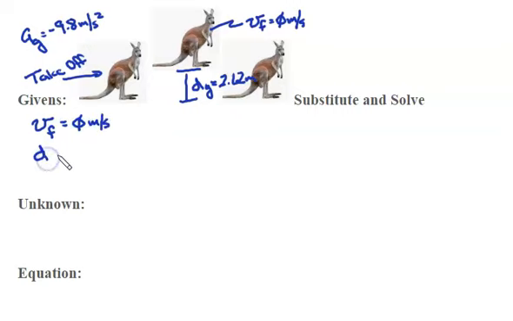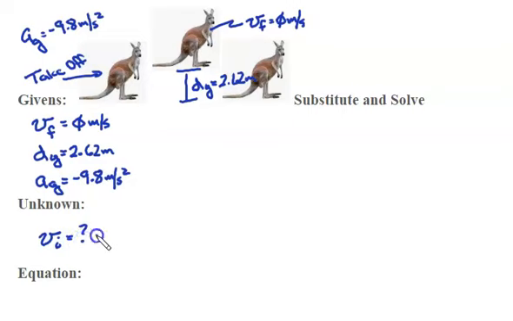So we're told velocity final is 0 meters per second. We know that the kangaroo is moving in the y direction at 2.62 meters. And we know that the acceleration due to gravity is negative 9.8 meters per second squared. We want to know velocity initial, and that's in meters per second. The equation that involves all of those things is velocity final squared minus velocity initial squared equals 2 times acceleration times displacement.